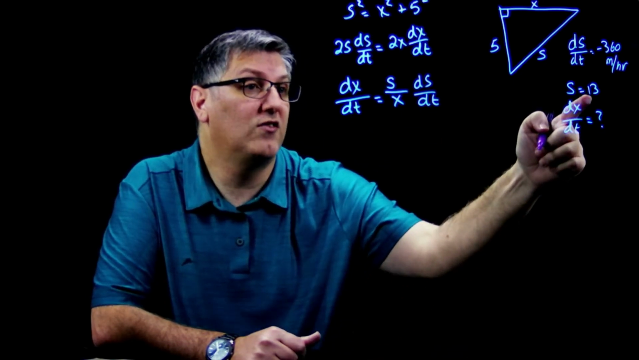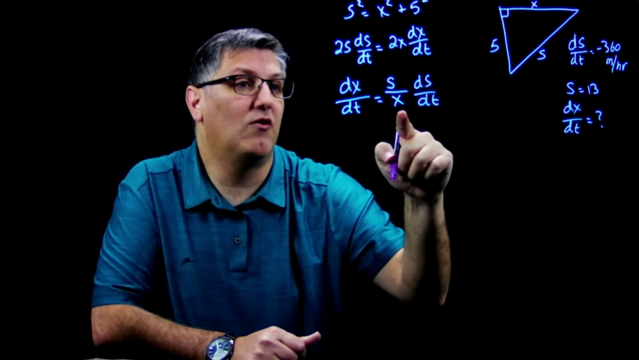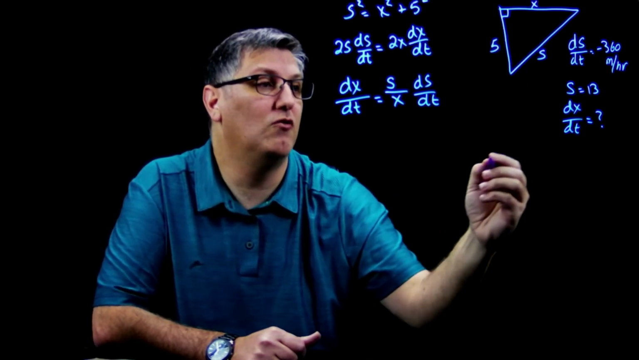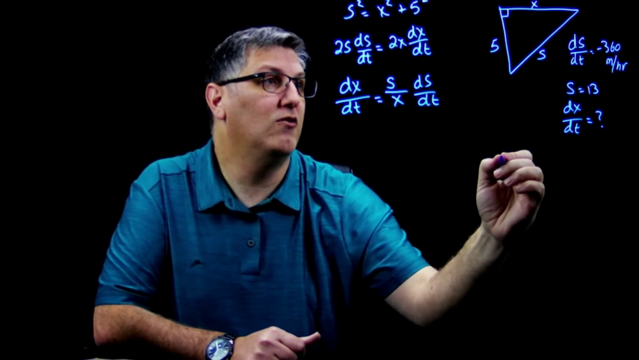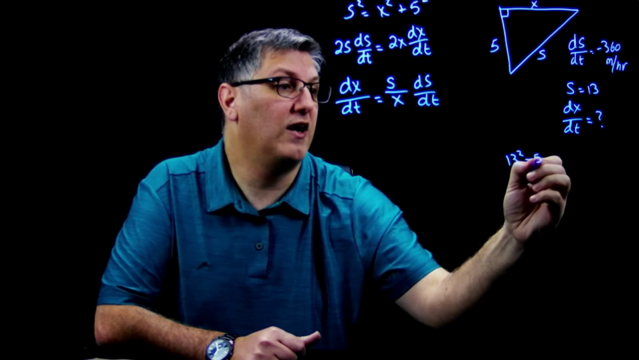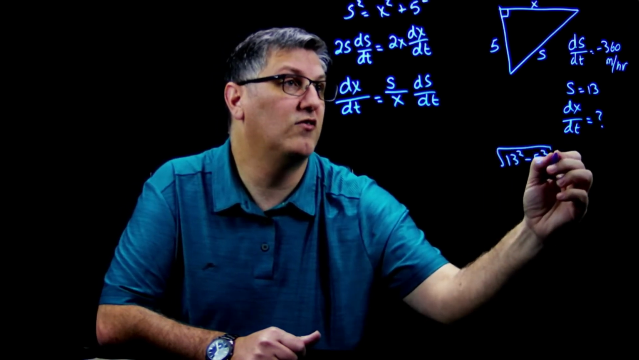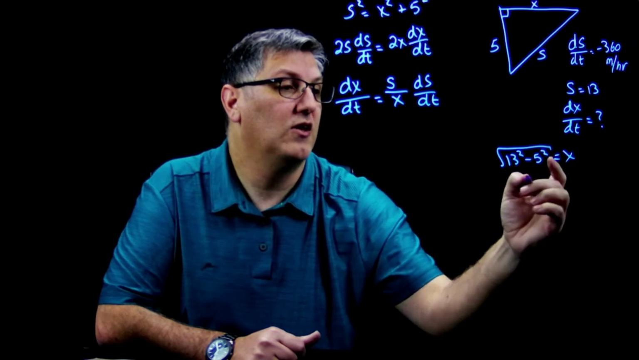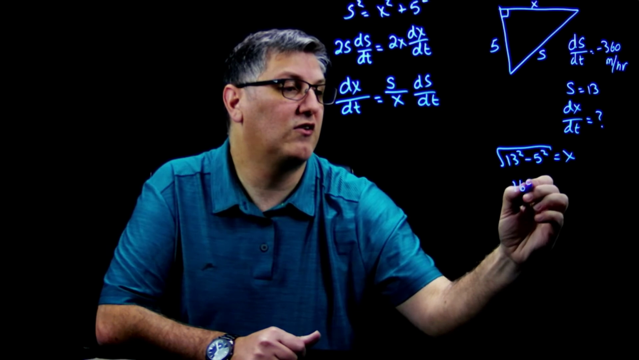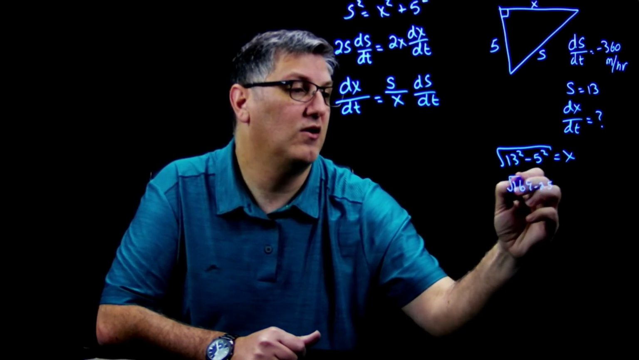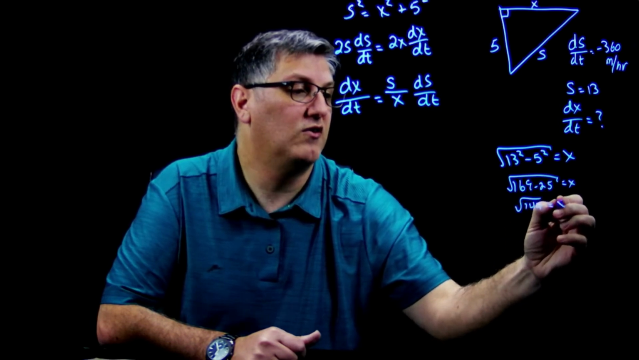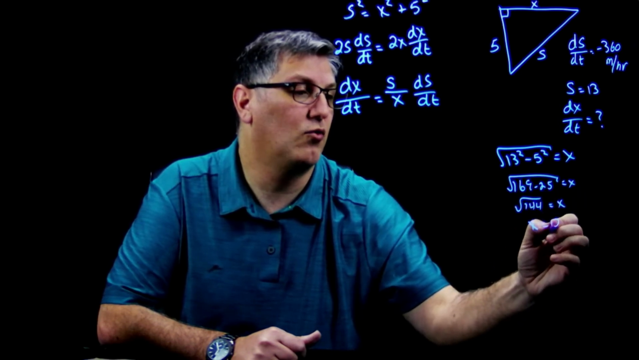All right, so let's look and see what we have. We have an s, we have a ds/dt, but we don't have an x. But I know when s is 13, I can find this by doing Pythagorean theorem. So I can do 13 squared minus 5 squared, take the square root of it, and that's going to equal my x. Well, when you do this math, we get 169 minus 25, the square root of 144, which is x, therefore x is 12.